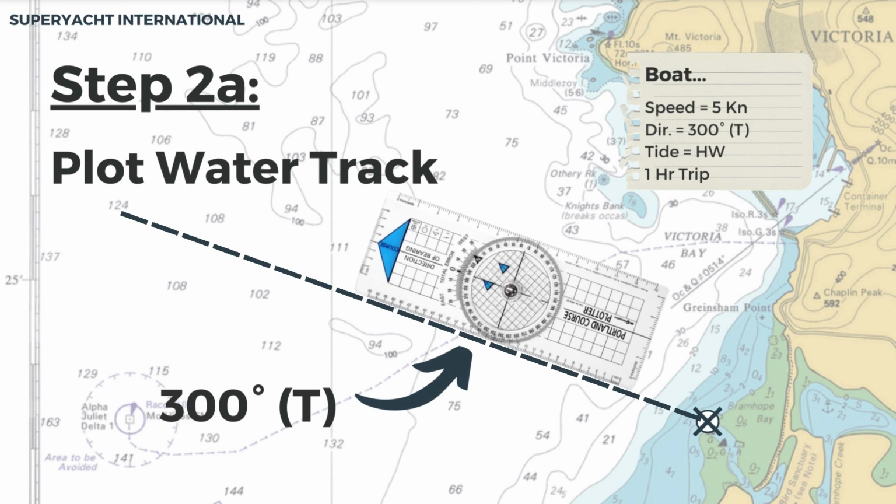Step 2a. Using your plotter, draw the direction traveled on the chart. In this example, it is 300 degrees true.